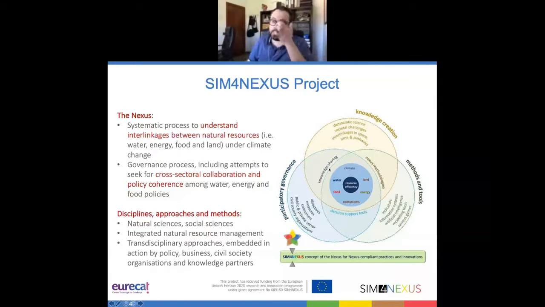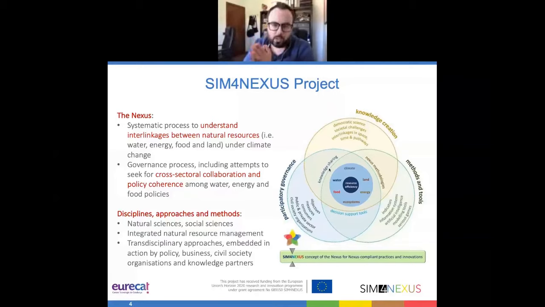Okay. I will go fast here. So what we are looking for is Nexus compliance practices and innovations, and this graphic somehow summarizes it quite shortly. In the center, we have the resource efficiency, of course, and we are considering variables and inputs and considerations around these five elements plus the ecosystems. Okay, and what we are providing is knowledge. We are creating knowledge about the synergies and trade-offs of these elements of the Nexus.